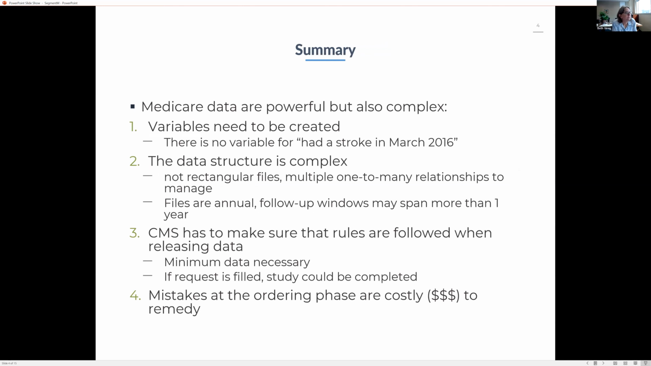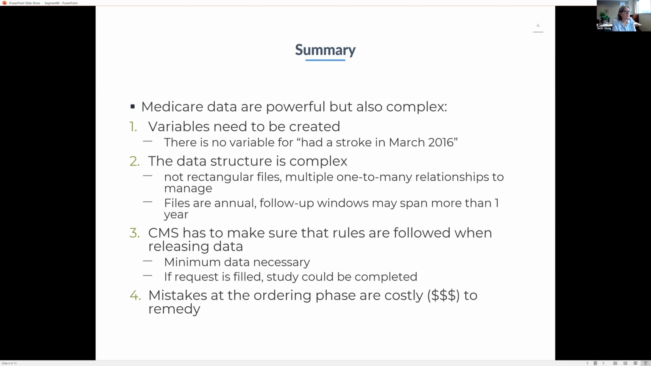So in summary, Medicare data are very powerful and they're very complex. And so the challenge is balancing the two. The things that you've got to remember, first of all, the variables need to be created. So it takes time to stop and say, well, how can I do this? Here's what I want. I want to know if somebody had a stroke in March 2016, or more directly for most of us, I want to know if somebody had a stroke, and if they did, what was the date of that stroke? And that's a very legitimate thing to want to know.